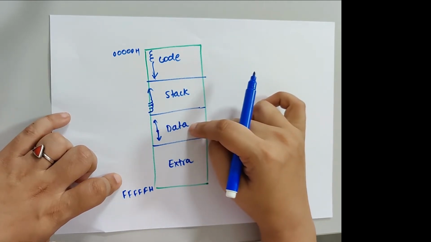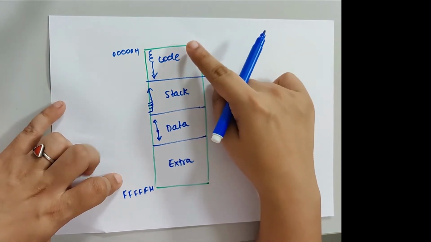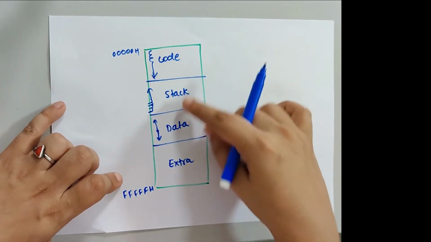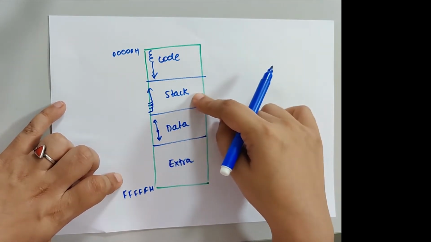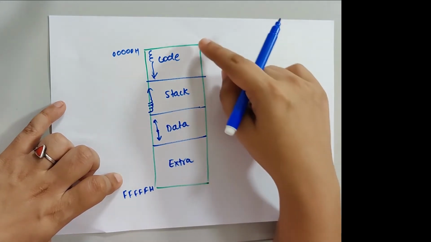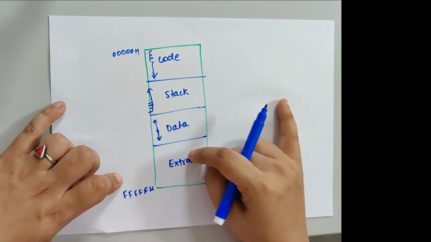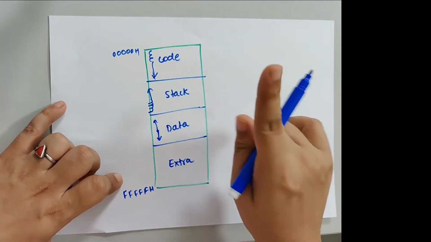There will be different data segments. There may be different stack segments, extra segments. So it's not like there will be only one code segment in the entire 1 MB memory, and only one stack segment, only one data segment, then one extra segment. It's not like that. We have many code segments, many stack segments, many data segments, many extra segments in the entire 1 MB memory.